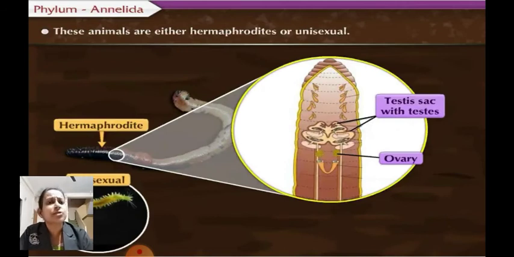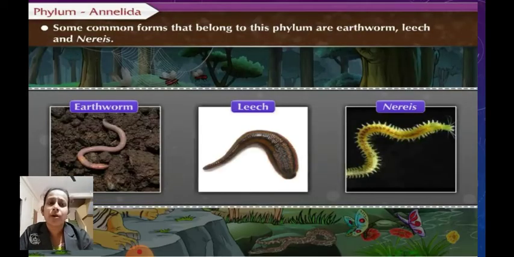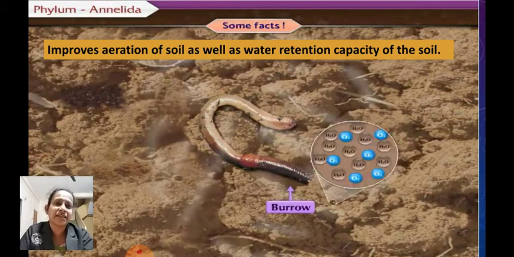Okay. And as I have mentioned to you previously, they are either hermaphrodite, that is bisexual, or maybe unisexual, that is male and female are different. Okay, fine. So now let us see which are the common examples here. The common examples include earthworm, leech, nereis. Fine. Now let us see some of the amazing facts regarding this phylum, because so many organisms are very useful.